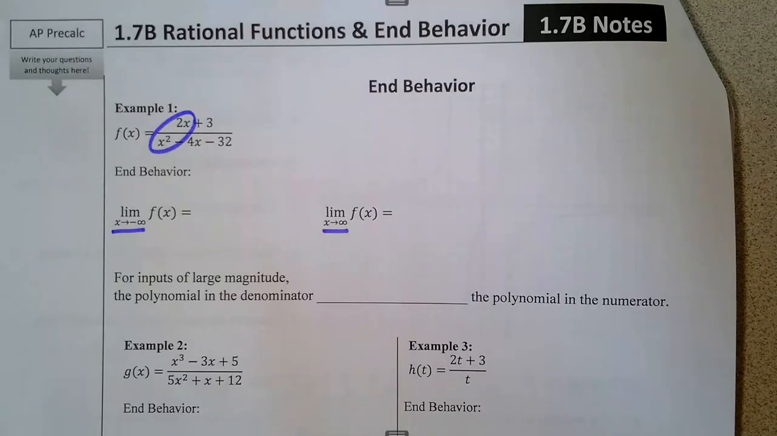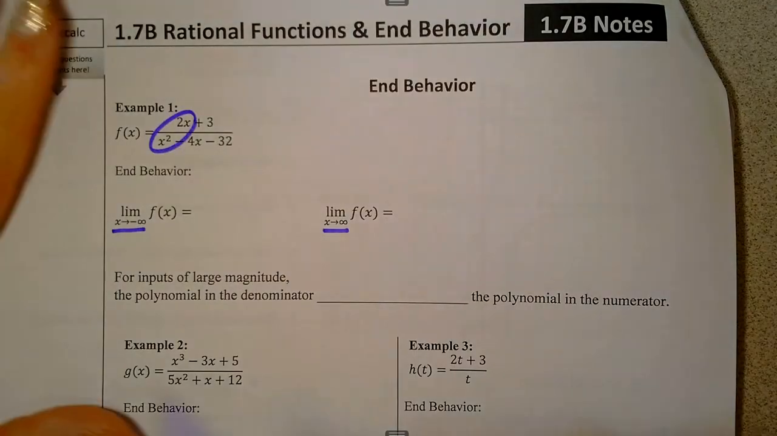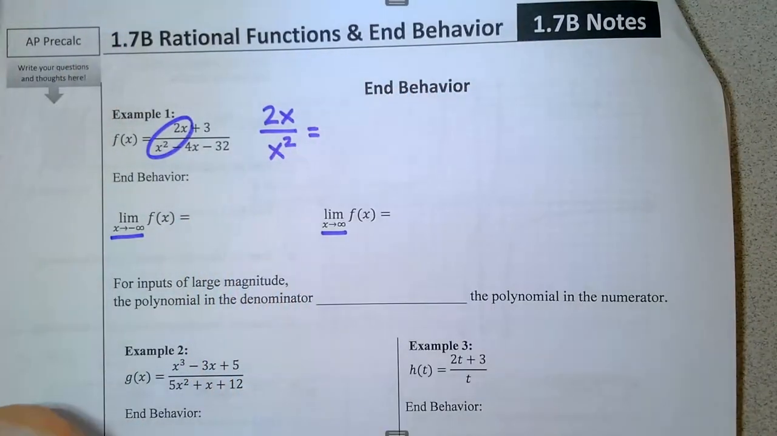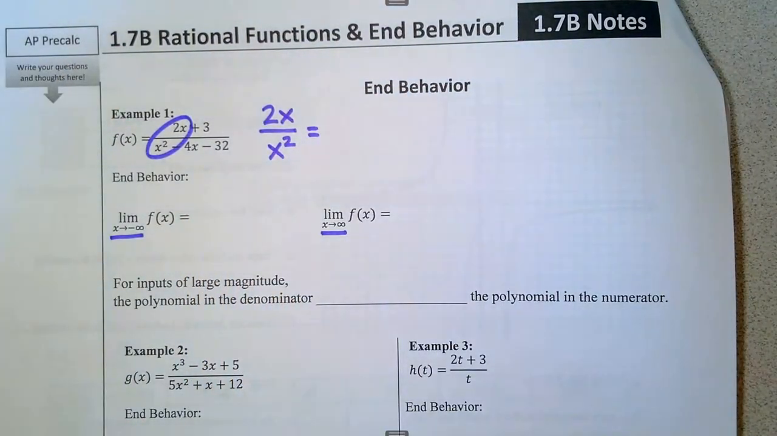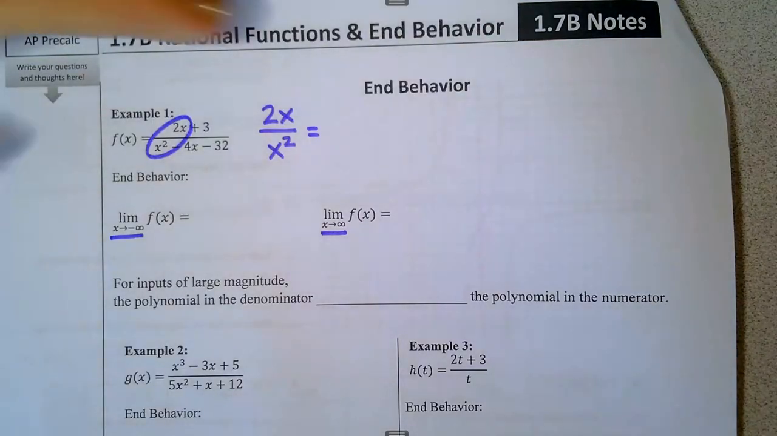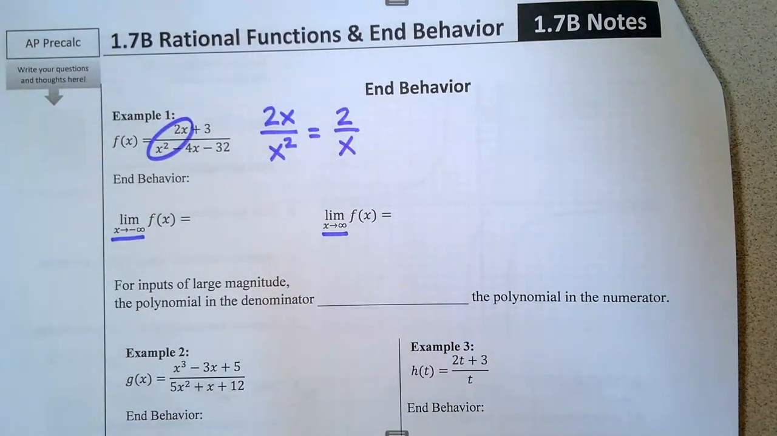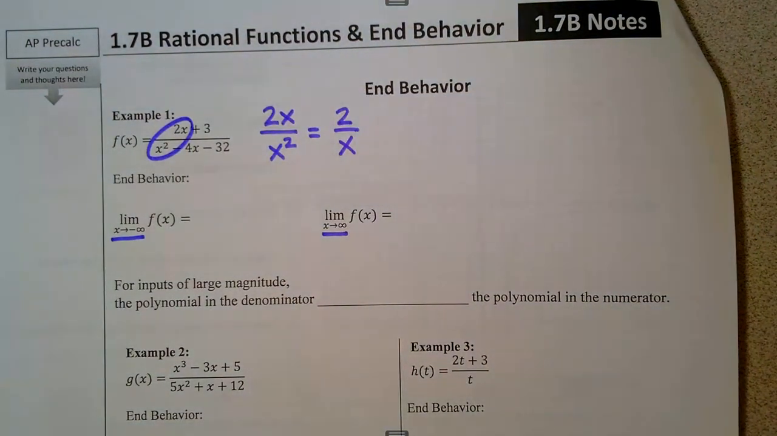If it's squared, that's a parabola. If it's cubed, that's a cubic function. If it's degree 4, they're either going up or down, right? That leading term. So we're looking at just the 2 leading terms. You're going to write them 2x over x squared, and then simplify. So what would that be simplified? 2 over x. Fantastic.